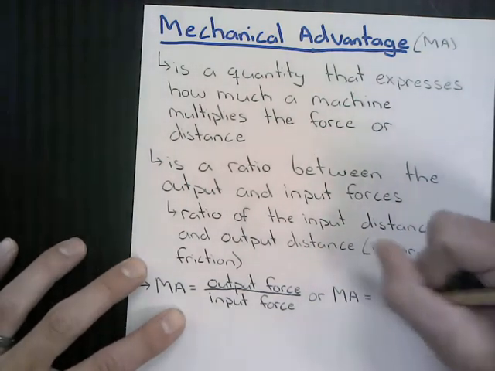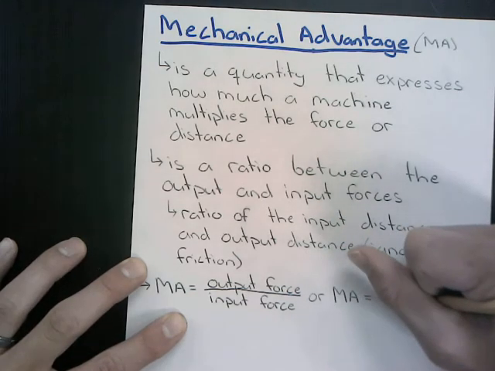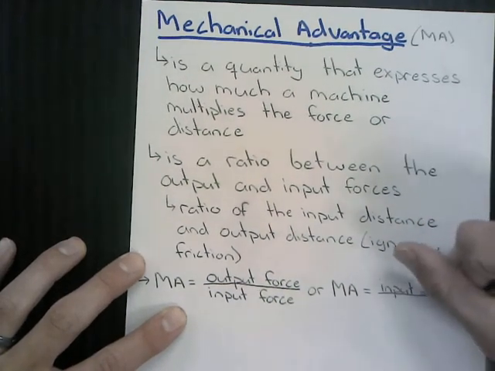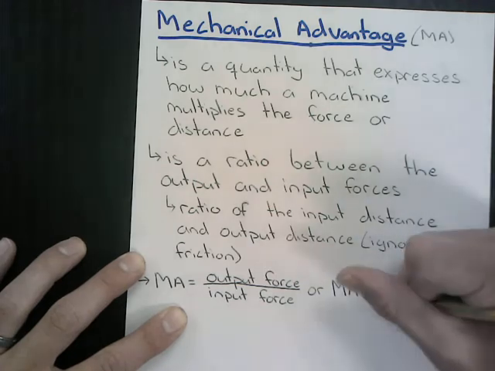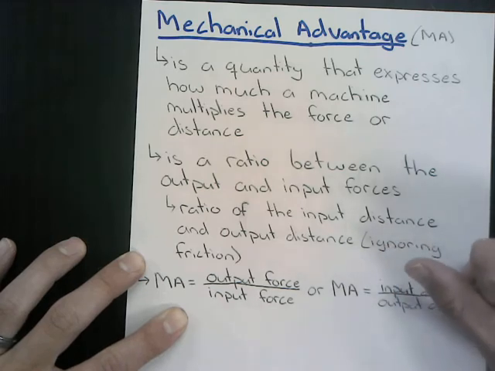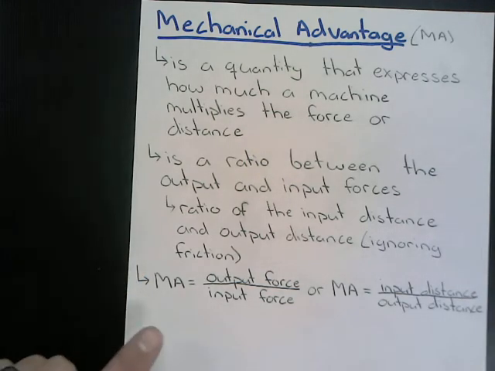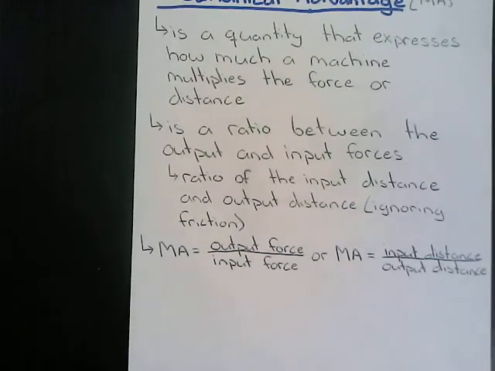Or if we're talking about distance, our mechanical advantage, so again MA, is going to be equal to, and we have to be careful here, the input distance divided by the output distance. Now, let's talk a little bit about mechanical advantage. There is no unit because mechanical advantage is a ratio.